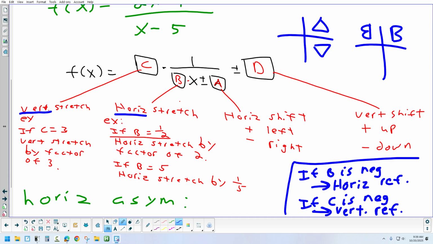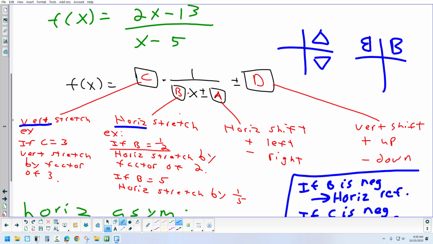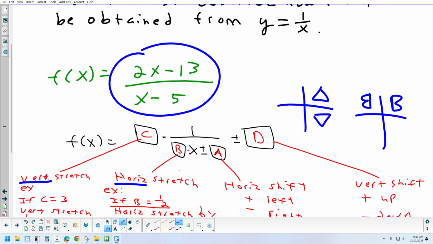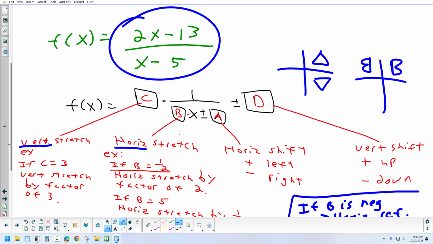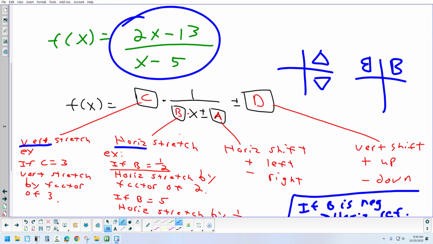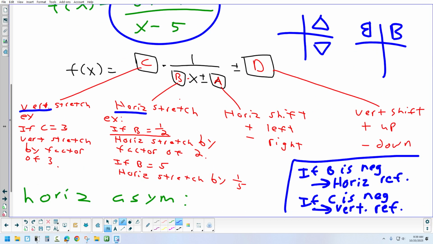But it assumes that your problem, like this, is in that format. This one's not. So we've got to fix this one so it is. So that's going to go back to what we did last week. I don't think we did synthetic division, but we did long division, right? Yeah. In here? So that's what we need to do. Let's use long division on that and rewrite it.